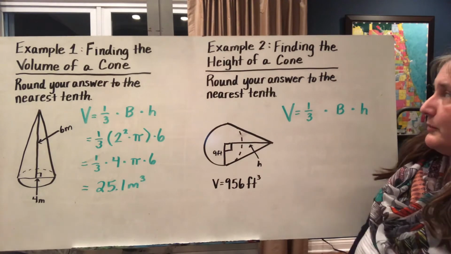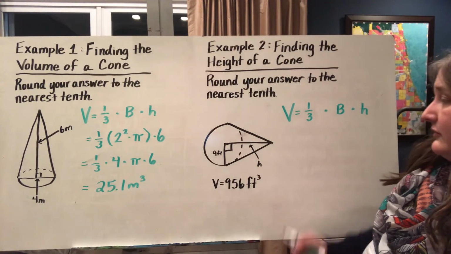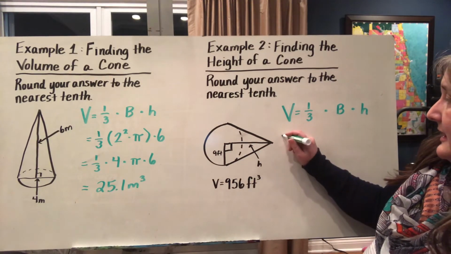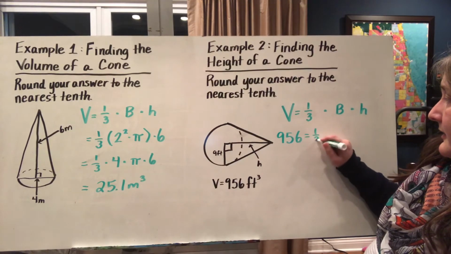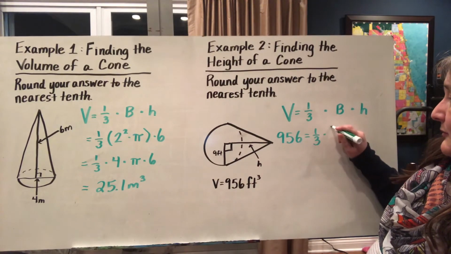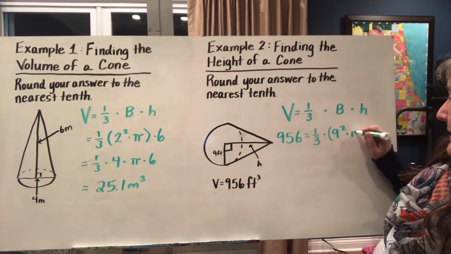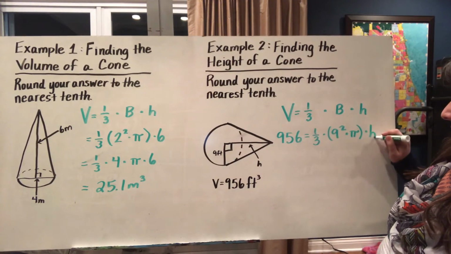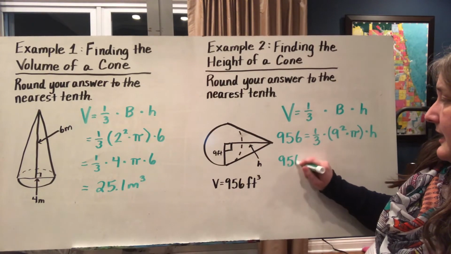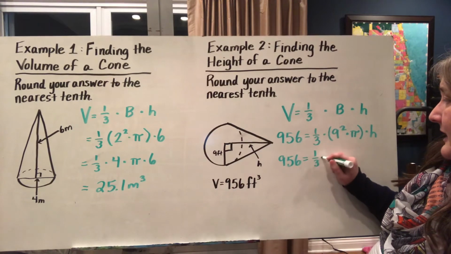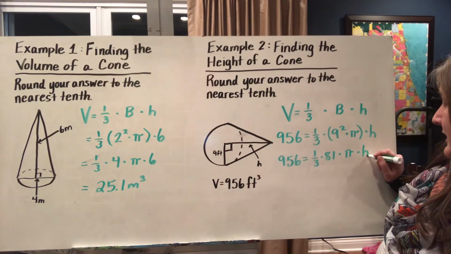Let's take a look at this one where we're trying to find the height. They also want us to round our final answer to the nearest tenth. So I'm given the volume. It's 956. To find the area of the base, I'm going to do my radius, which is 9, squared, times pi, and I'm going to do times the height. So in this case, I can first do my exponent. I get 1/3 times 81 times pi times h.